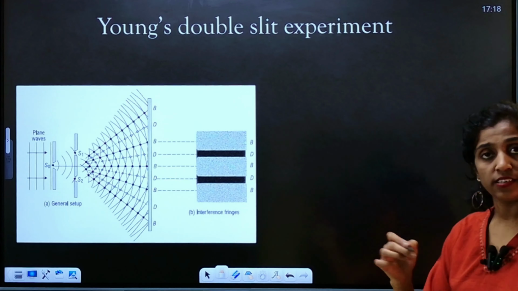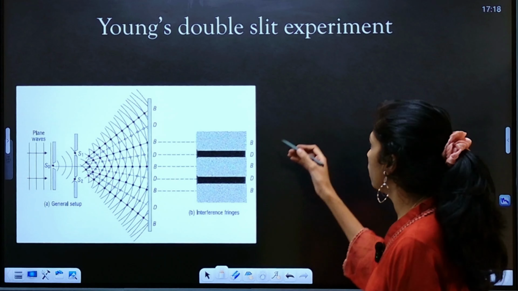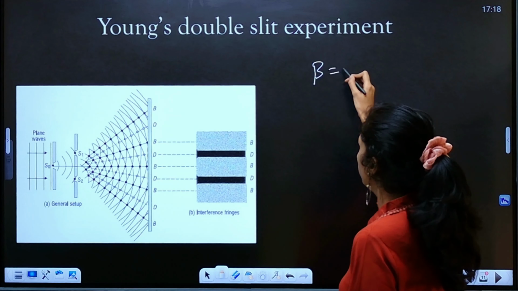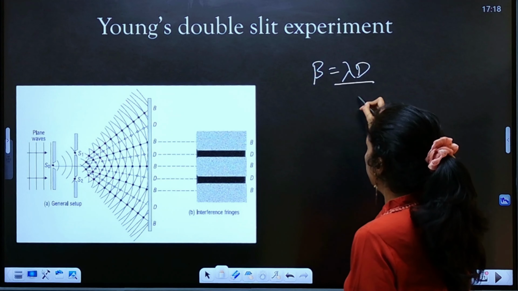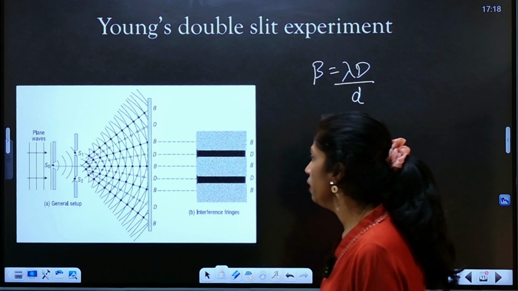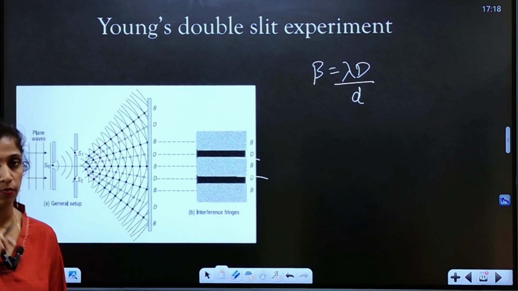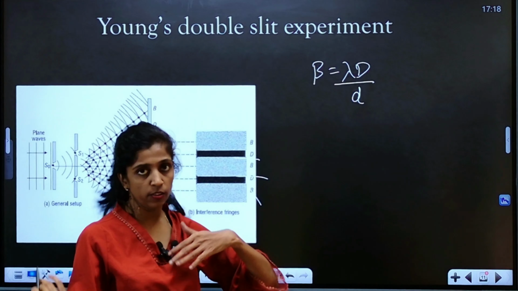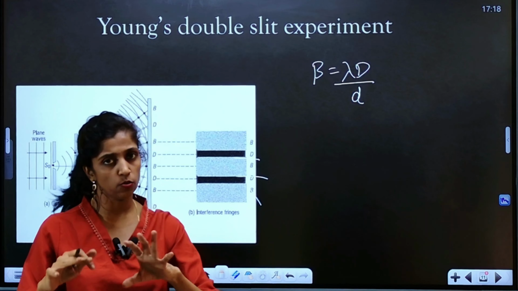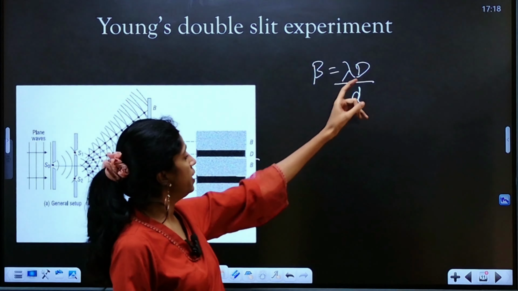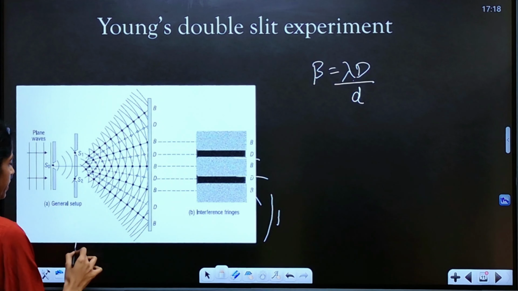And then you have Young's double slit experiment. In this they can ask you the fringe width formula. You don't have a derivation, you have just a formula, that's beta equals lambda D by d. It's just the fringe width. Lambda stands for the wavelength of light, where it should be a coherent source with a single wavelength, and capital D stands for the distance between the slit and the screen.